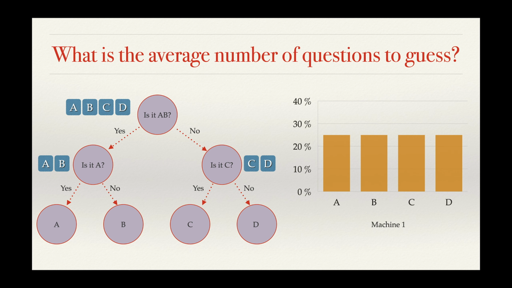And here, in order to build this binary question tree for machine 1, the first thing to do is to split our choices 50%. So it's a binary question.